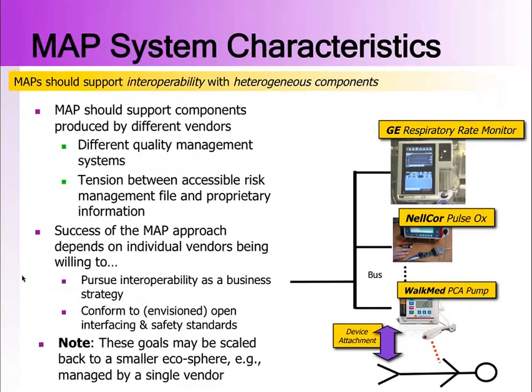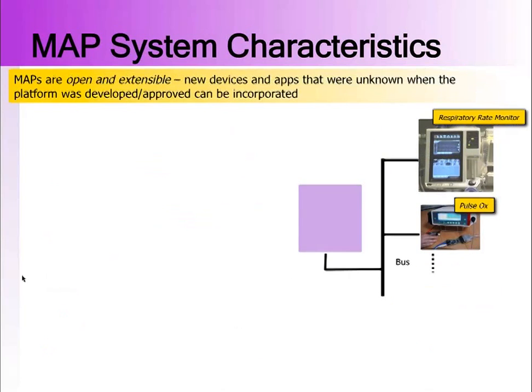So for us, the types of things that we're interested in are enabling interoperability with heterogeneous components, components coming from different vendors. And the challenge here is that these different vendors may have different quality management systems. There's going to be tension between acceptable risk management that they're doing on their own side and how much of that risk management information they can expose to people that want to do the integration and the overall reasoning about the system space. And so that's one of the challenges, moving into the context where you're dealing with heterogeneous components.